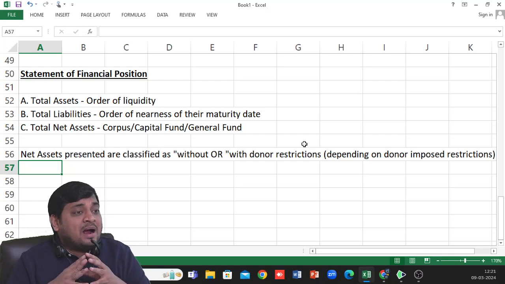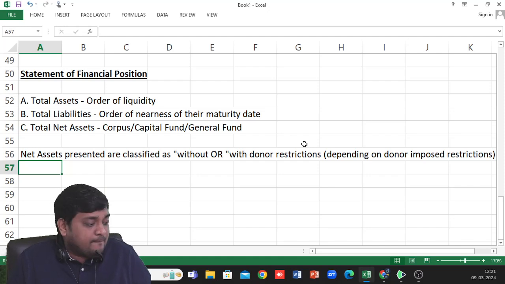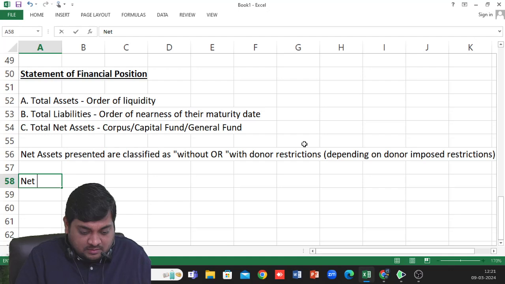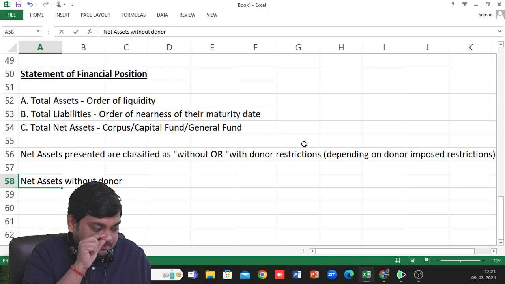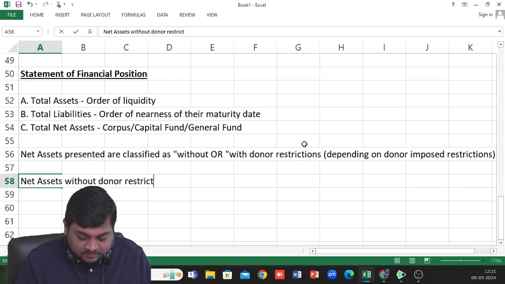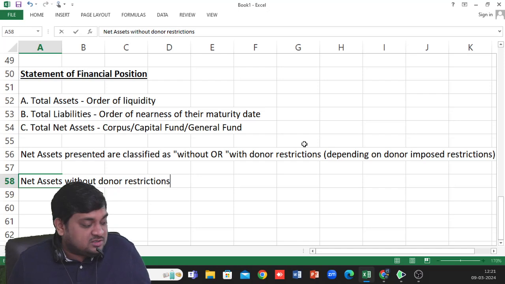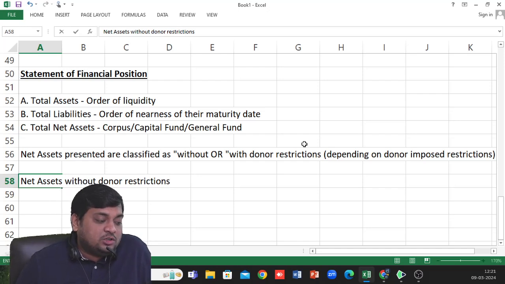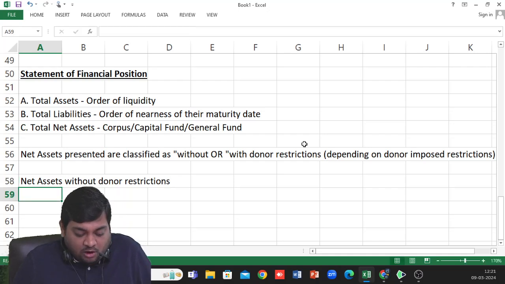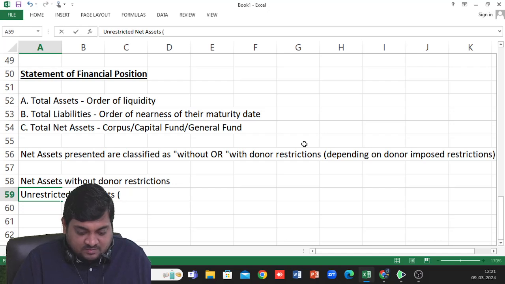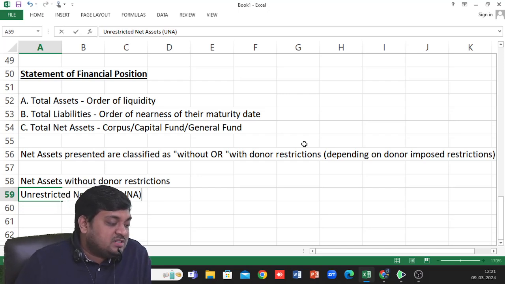So there are some unrestricted net assets. You have net assets without donor restrictions. So we call it unrestricted net assets. That is UNA. This is UNA.